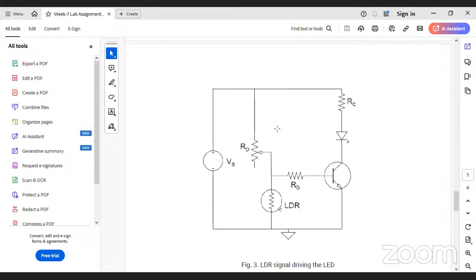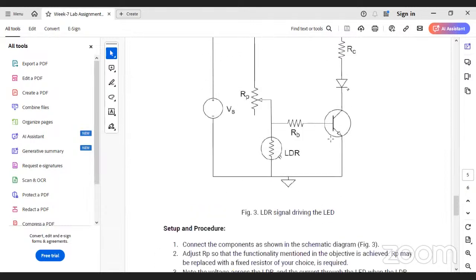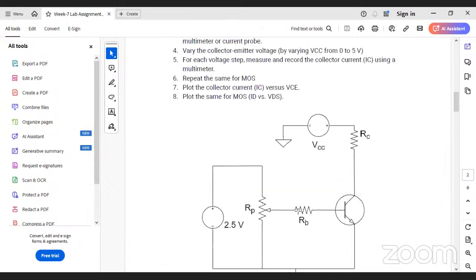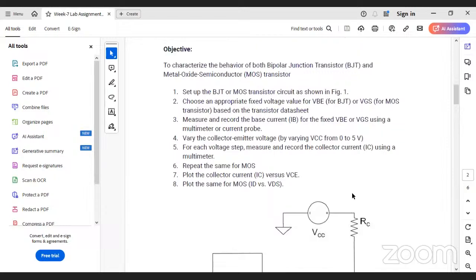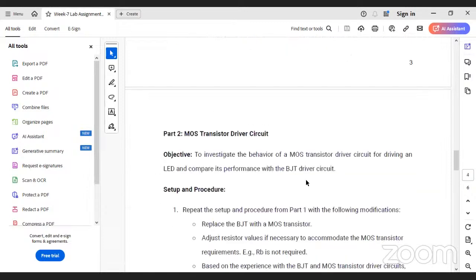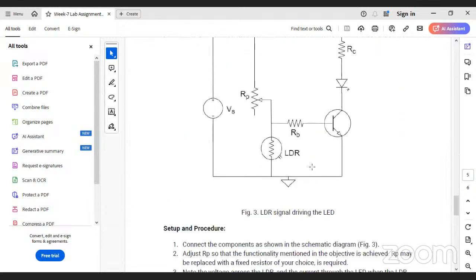Ma'am, in this LDR experiment, we have to use BJT or MOSFET? Both. In all the experiments, you have to do both BJT and MOSFET. Just for the sake of this figure, they have given only the BJT symbol. But in part one you have to do BJT and MOSFET both, part two also BJT and MOSFET, and part 3, that is the LDR, also BJT and MOSFET both.